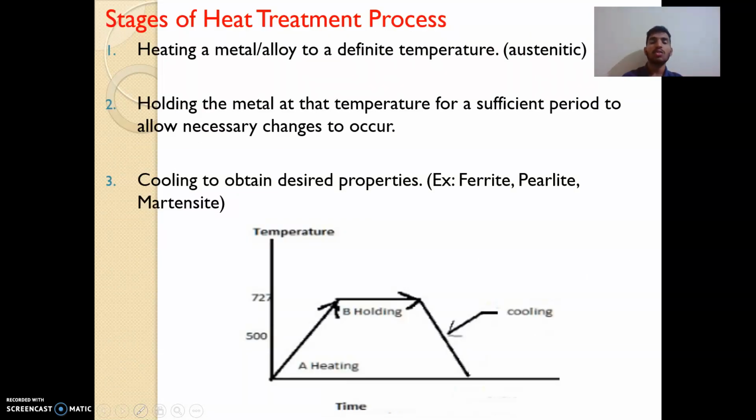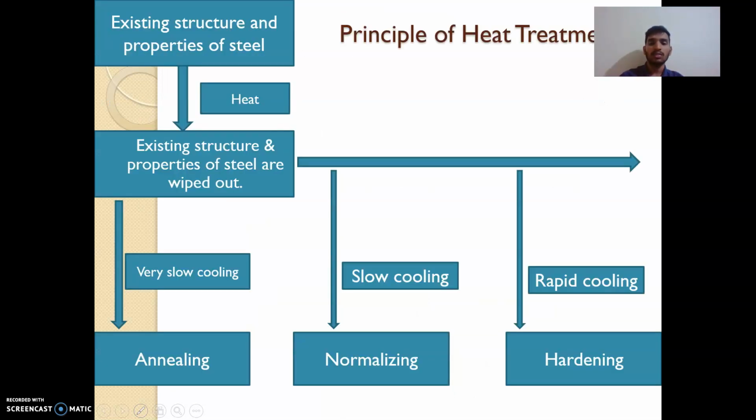These are the stages of the heat treatment process. Stage one, from A to B, is heating a metal from 0 to 723 degrees Celsius or above, because that is our austenitic temperature, and holding it for a certain period of time, and then cooling rapidly. The cooling operation is done in 3 to 4 ways, and we will see it now.